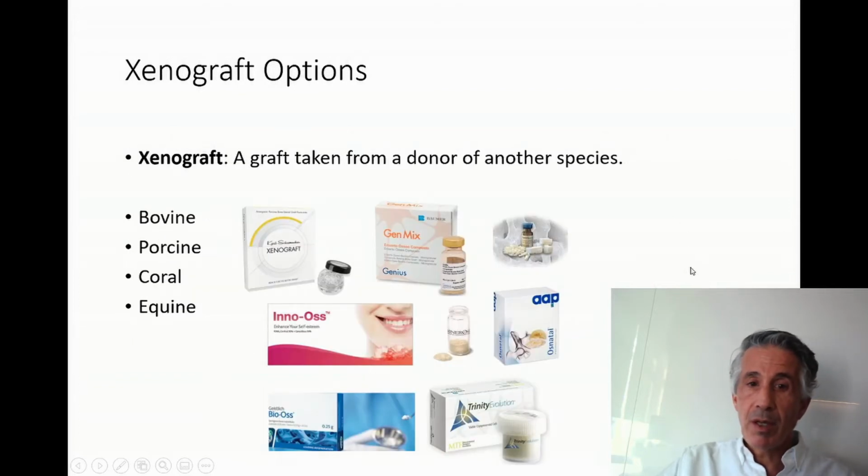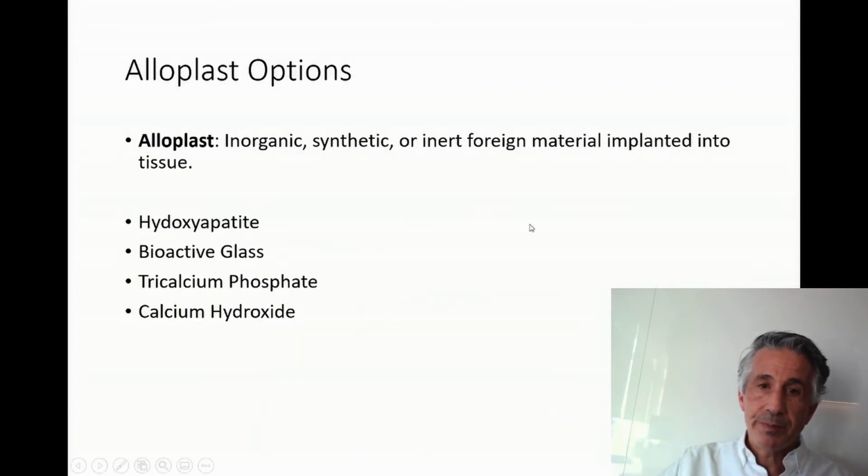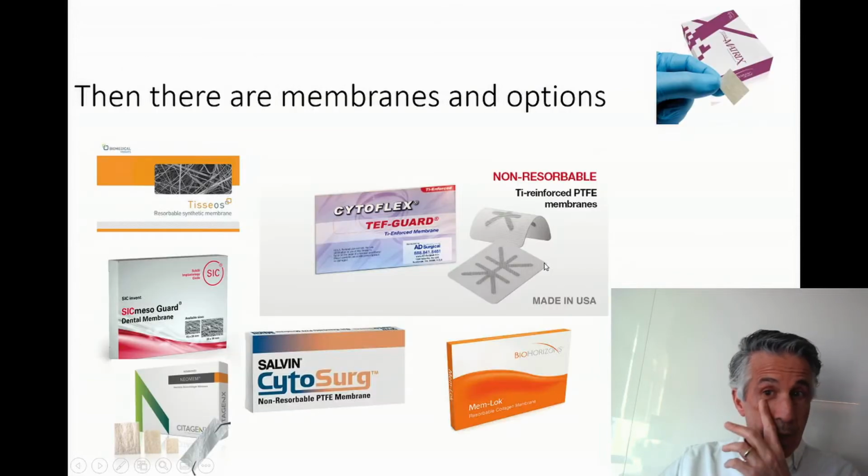Xenografts are taken from another species, a cow, pig, horse. Alloplasts are inorganic, and as I said, they're basically lab. They come from a lab. But some of them also come from coral, for example. There's hydroxyapatite, bioactive glass, phosphates, and calcium hydroxide. They just basically, as I said, act as a scaffold to bring tissue on board.